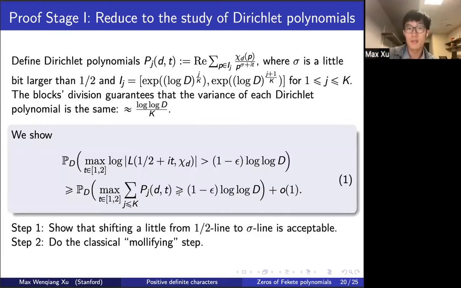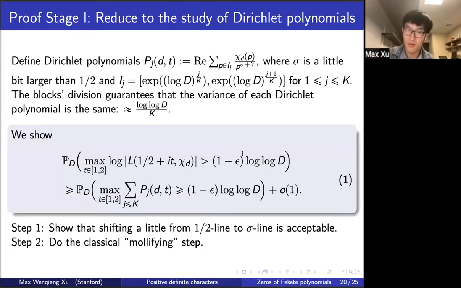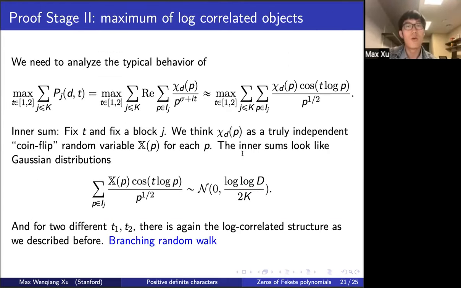Okay, I skip these couple of lines because they have more details. But I just want to remind you, if you want to know more about FHK, at least in this same number theory web seminar, Razvan gave a talk a couple of years ago. So I will skip this part. And I want to mention this is related to something called the branching random walks literature in probability.